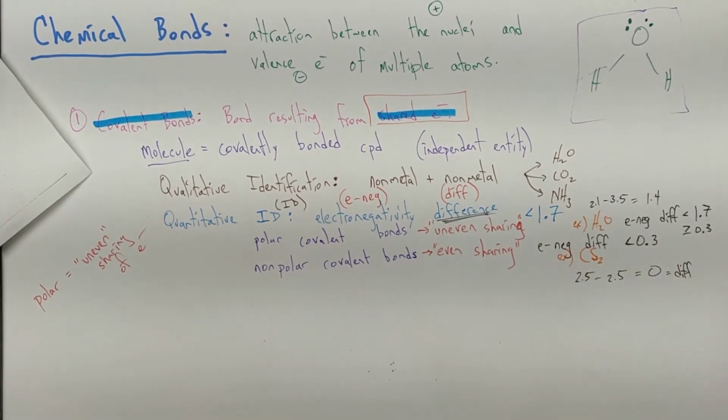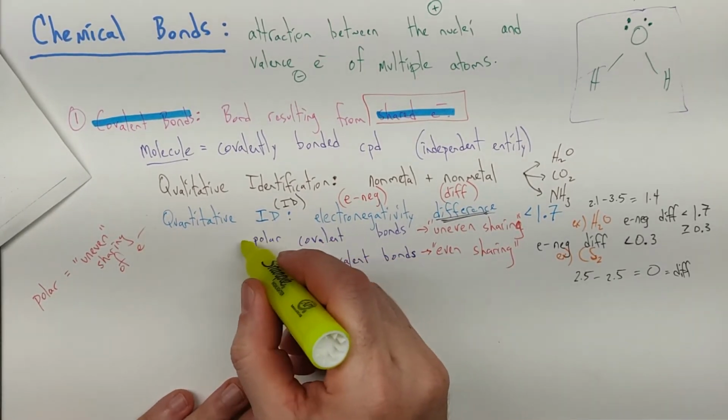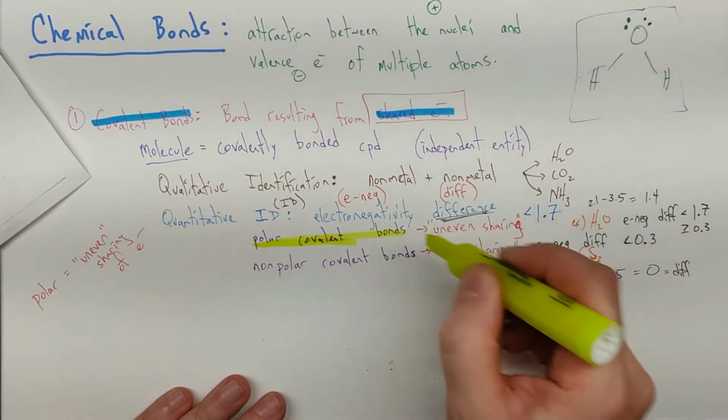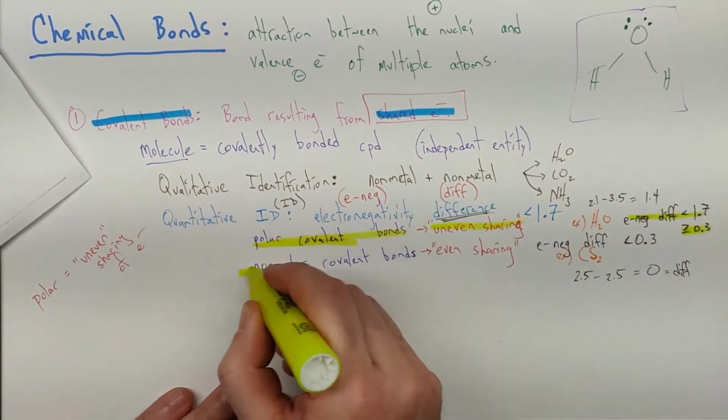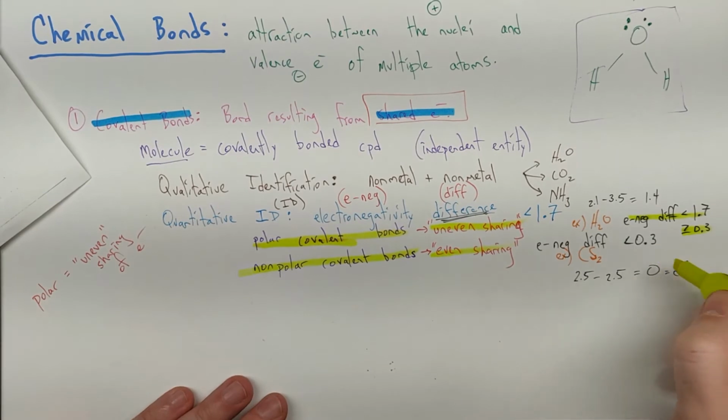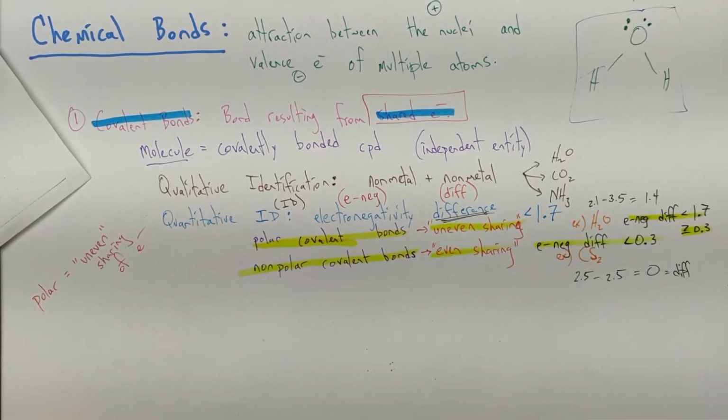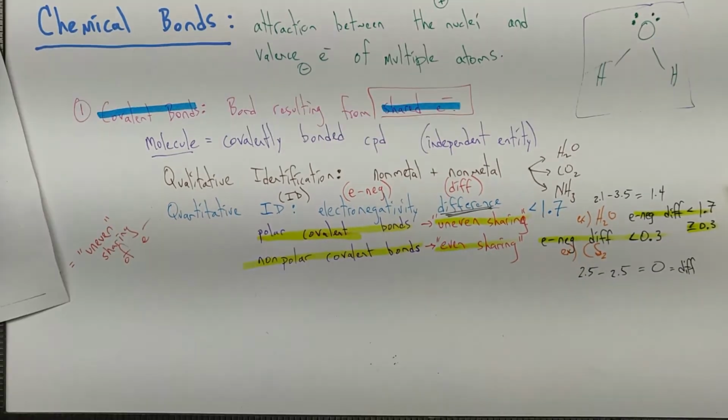All right. So that did end up a little jumbled over there. So let's just say polar covalent is electronegativity difference 1.7 to 0.3. Uneven sharing. Non-polar, and we've got an electronegativity difference of lower than 0.3.